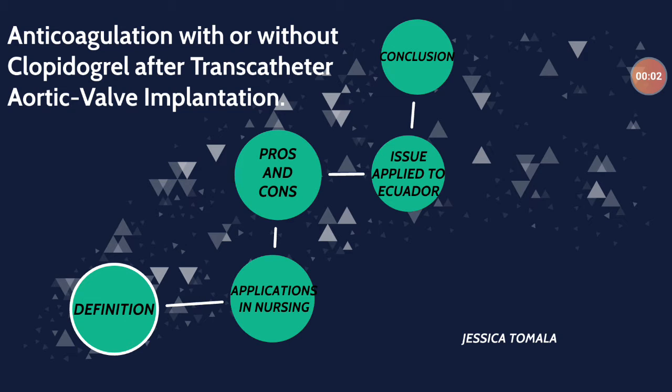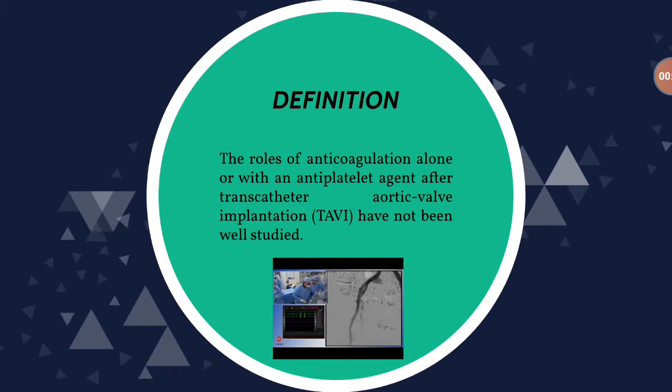Anticoagulation with or without clopidogrel after transcatheter aortic valve implantation. Definition: the role of anticoagulation alone or with an antiplatelet agent after transcatheter aortic valve implantation has not been well studied.